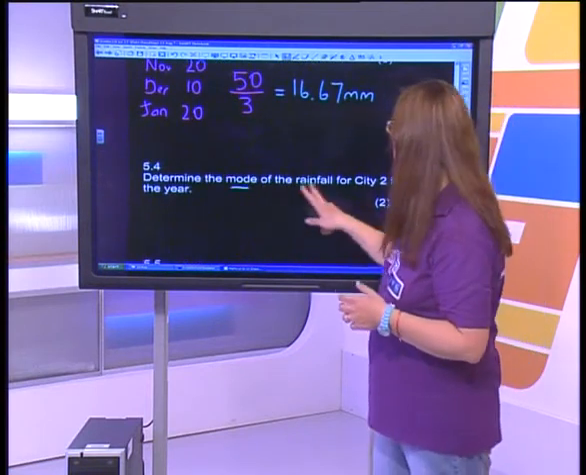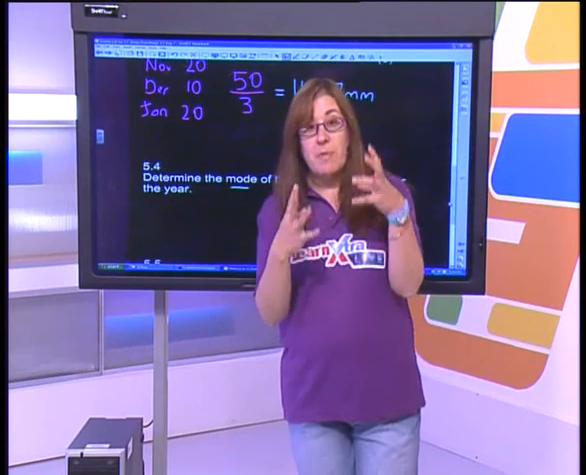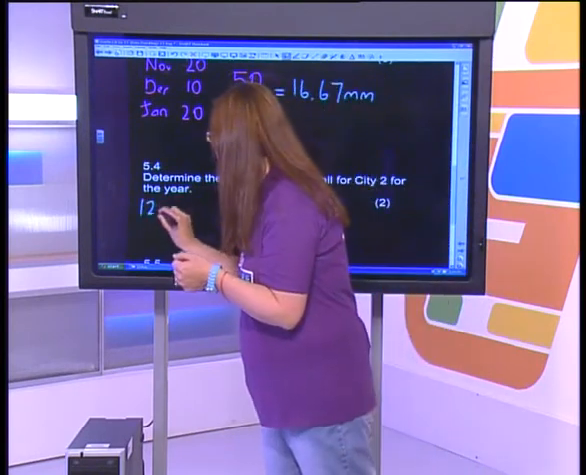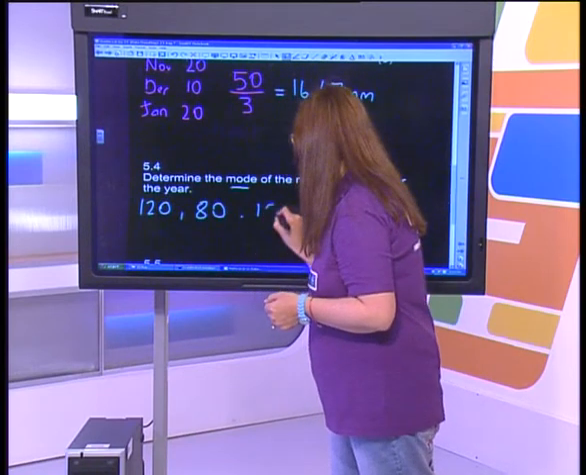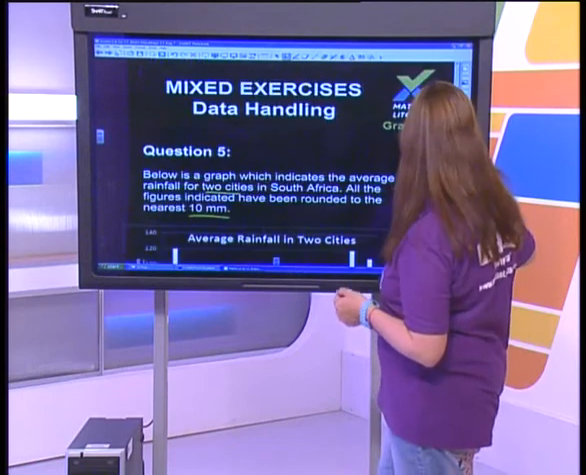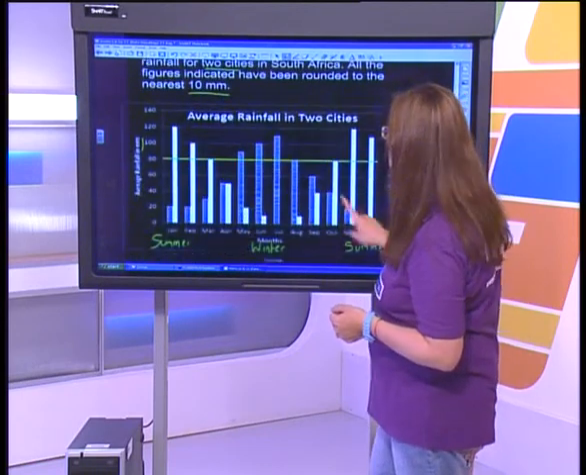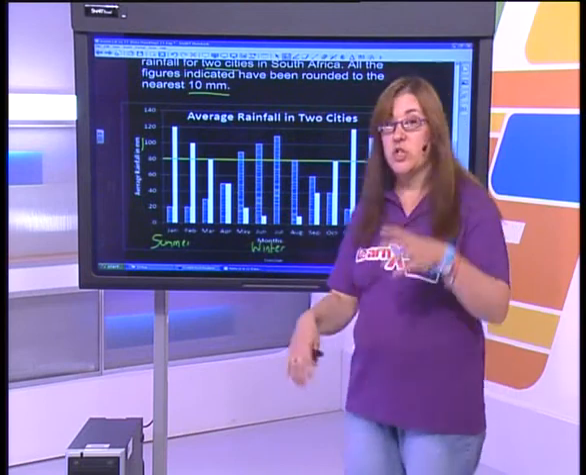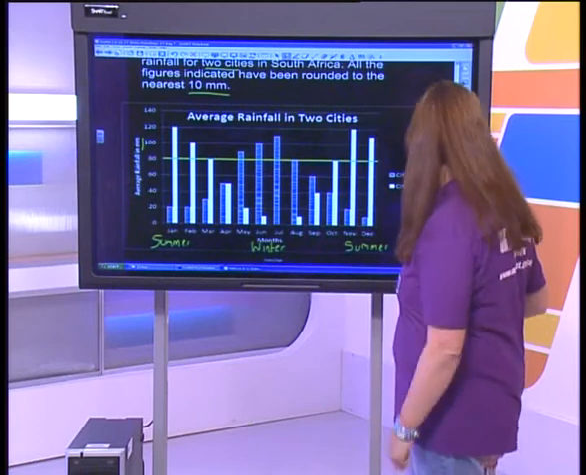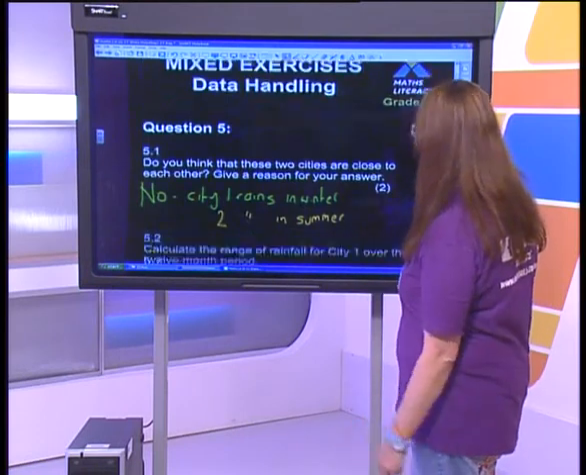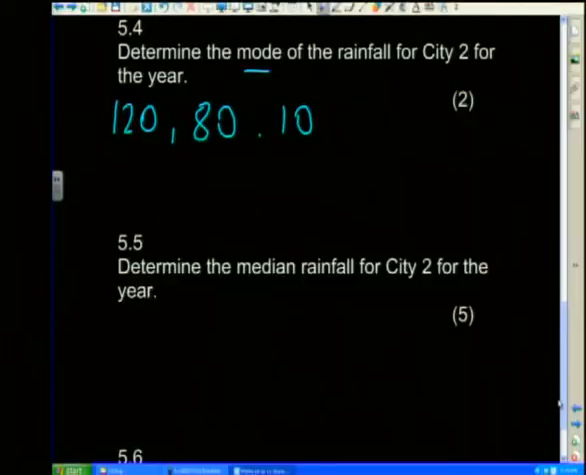Determine the mode for the rainfall for City 2 for the year. So my mode is, in actual fact, the 120 and the 80. I think it was 80 and the 10. Let me go back and double check that that was 80. So that was 80 and the 10. So I've got 3 modes. Now remember, that's possible. We can have more than 1 mode, and we can also have no mode, and that can be an answer. So if you got no mode, still a valid answer. Let's see what our next question says. Right. Determine the median rainfall for City 2 for the year.